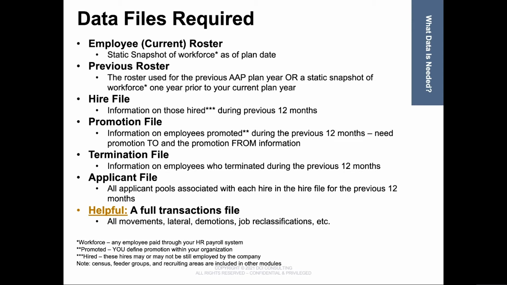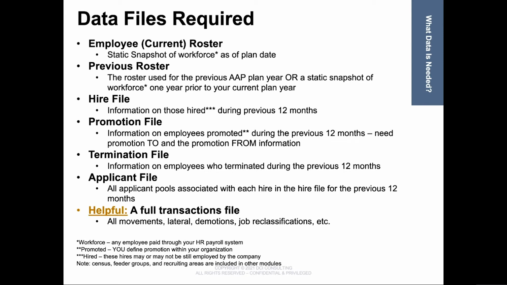The promotion file is going to be anyone who was promoted during the previous 12 months. So we need the information to and from. So went to title X, was in title Y. Was in location X and is now in location Y. So we need the to and the from sides if possible.